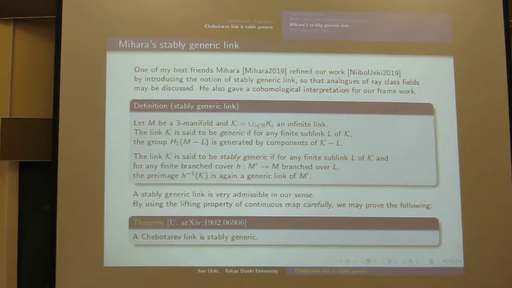A stably generic link is very admissible in our sense. Just remember stably generic. By using the lifting property of continuous maps carefully, we may prove the following: a Chebotarev link is stably generic. In my first plan, I would prove this, but it's very elementary. I have only 20 minutes, so I don't prove this. There is a proof in the paper. Two minutes, okay. This is almost final.